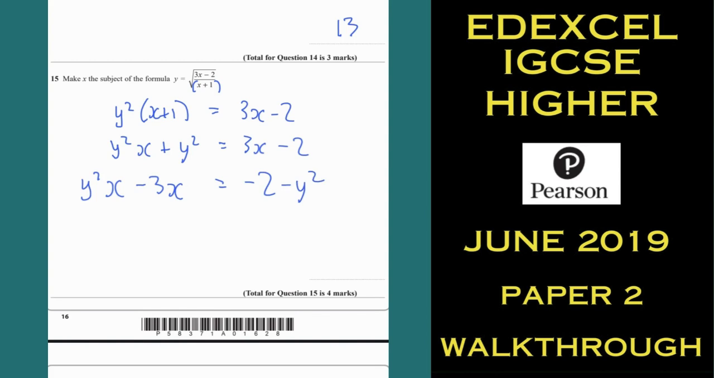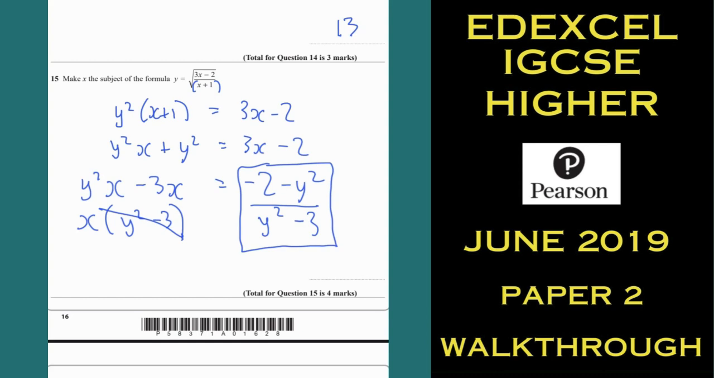That means I can now factorise out an x. They have an x in common. And because, again, I'm running out of room, I'm going to cheat here, I now divide both sides by y squared minus 3. So my answer is there. It's minus 2 minus y squared over y squared minus 3.